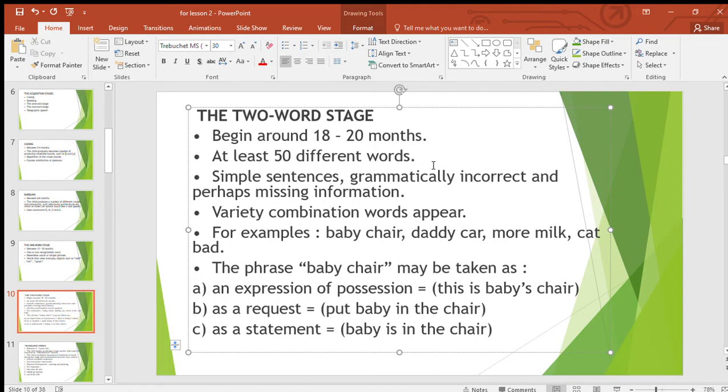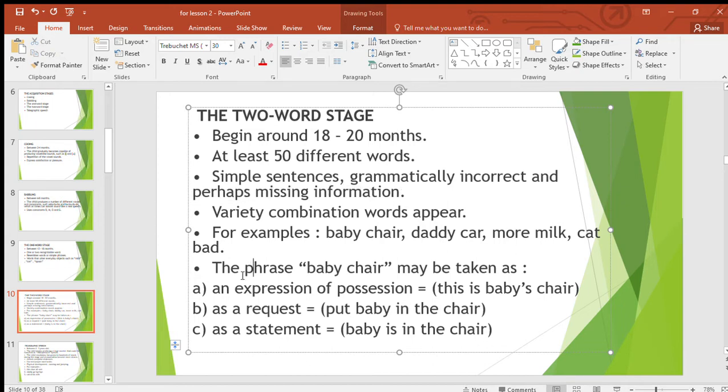With the words that they have learned and understand, they also have a variety of combinations, such as baby chair, daddy car, more milk, or the cat is bad, or the dog is bad. And of course, again, perhaps missing information. Because of this missing information, some of their sentences might have misleading messages.